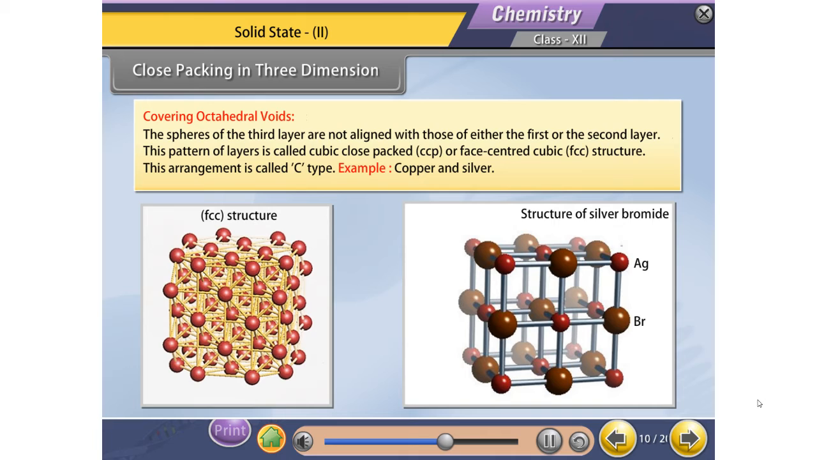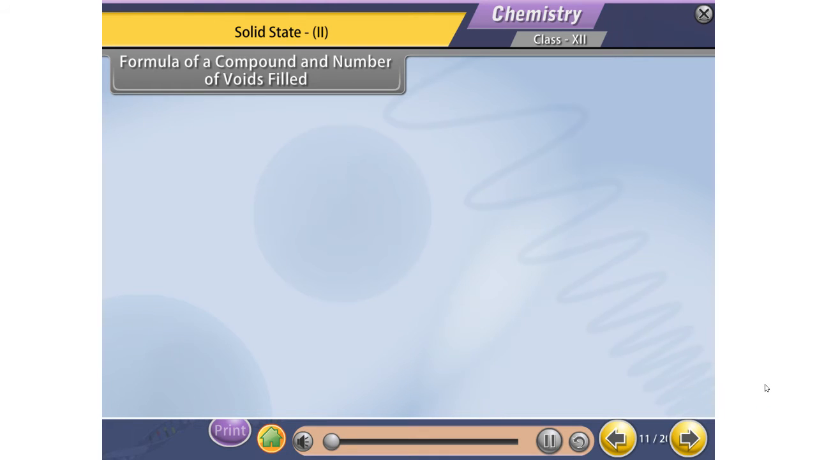2. Covering octahedral voids. The spheres of the third layer are not aligned with those of either the first or the second layer. This pattern of layers is called cubic close-packed, CCP, or face-centered cubic, FCC, structure. This arrangement is called C-type. Example, copper and silver.